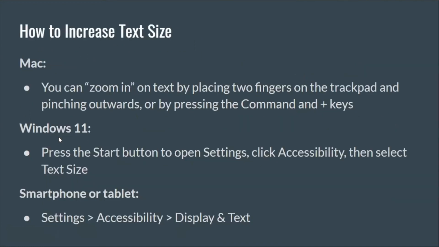So, how do we increase text size? On Mac, you can zoom in on a text by placing two fingers on the trackpad and pinching outwards, or by pressing the Command and plus keys. For Windows 11, press the Start button to open settings. Click Accessibility, then select Text Size. Then, finally, for smartphone or tablet, go to Settings, then Accessibility, and in Accessibility, you should find Display and Text.